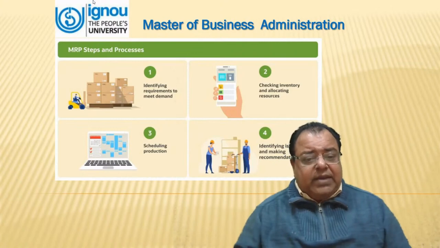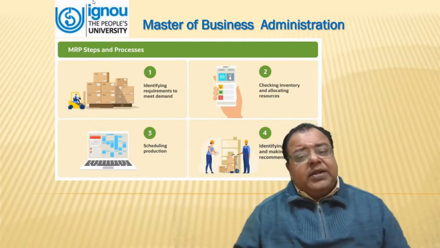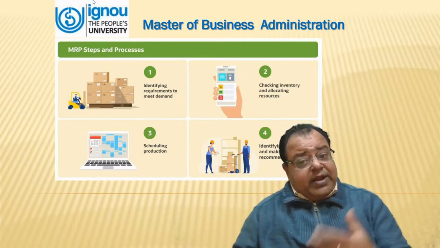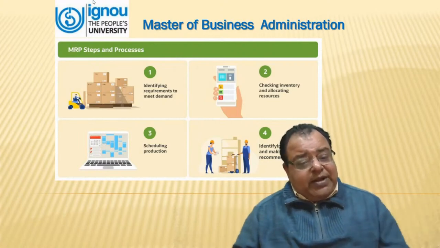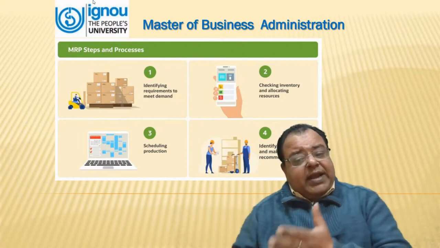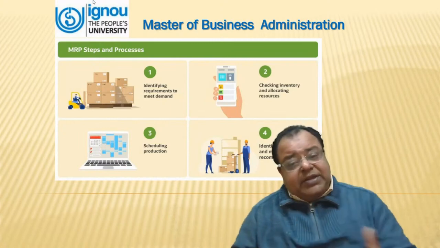Here we can see what the MRP steps and processes are. First of all, it is identifying requirements to meet demand. Second is checking inventory and allocating resources. Third one is scheduling production. And fourth one is identifying issues for making recommendations if required.